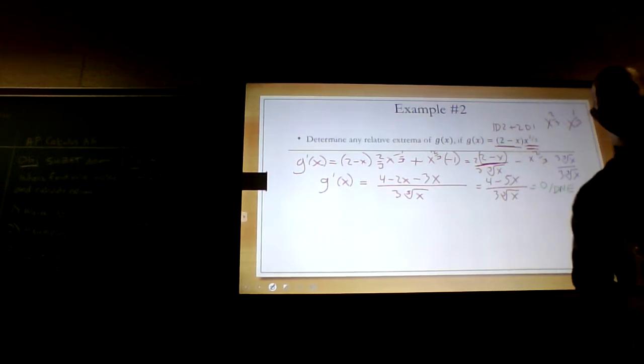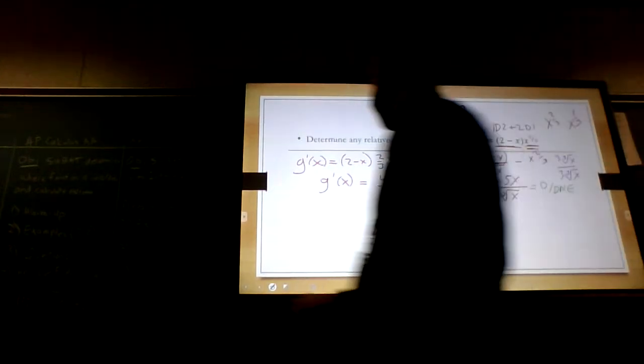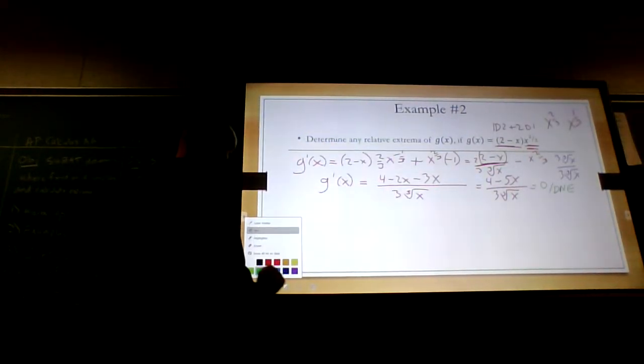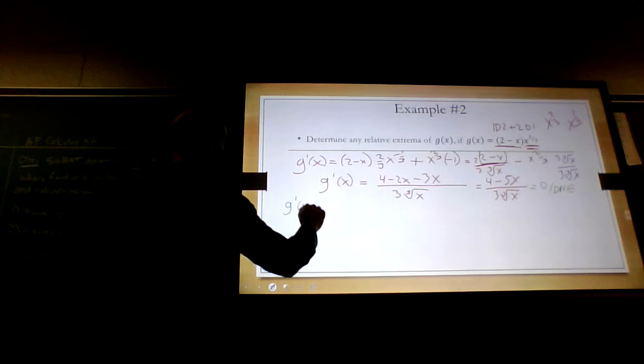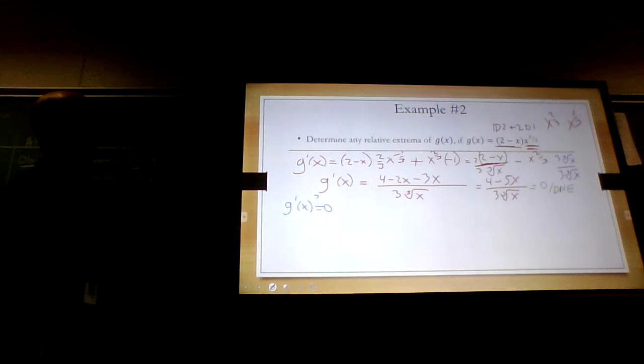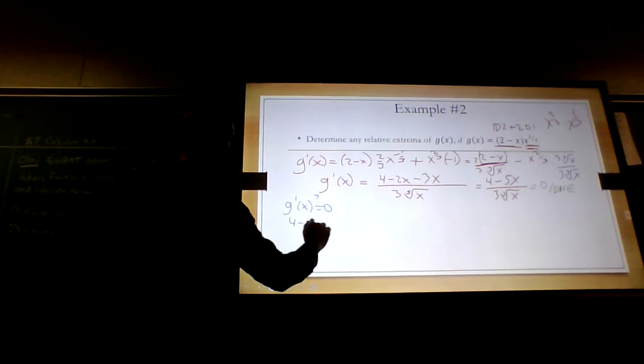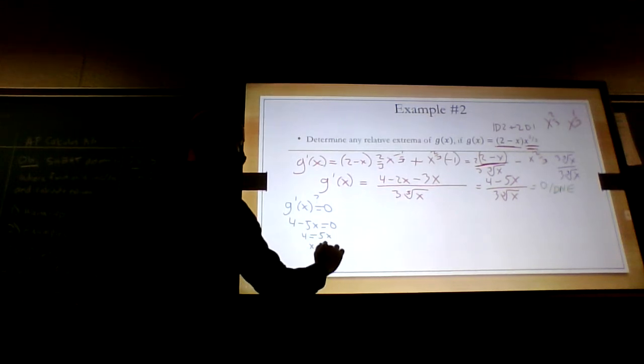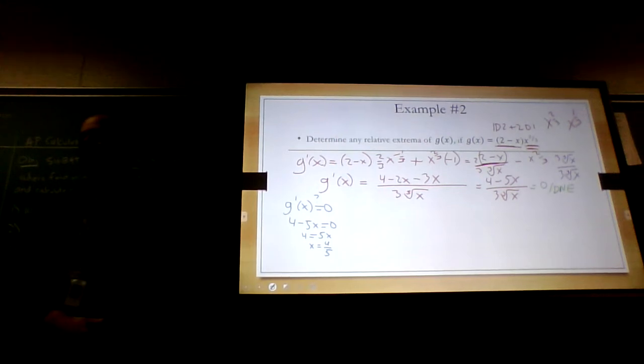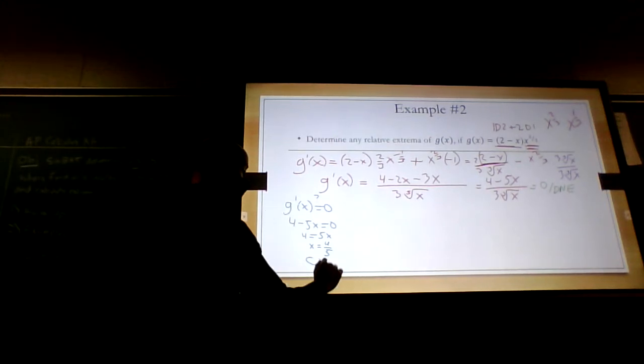Okay, so let's start with 0. So I'll do it in blue now. When is g prime of x equal to 0? Well, g prime is going to be equal to 0 when the numerator is equal to 0, right? So 4 is going to be equal to 5x. So it looks like x is going to be 4/5 if I'm not mistaken. Agreed? That's the only value where the derivative will be equal to 0. Okay, good. So this is a critical number.